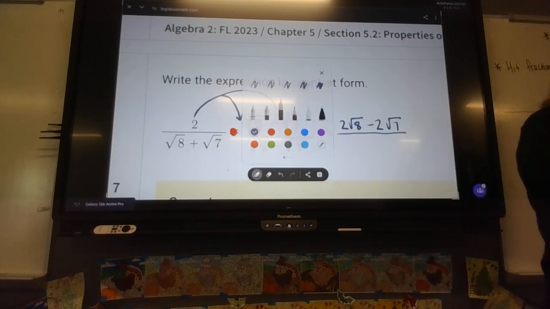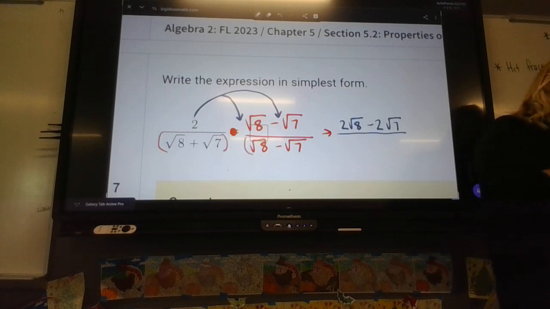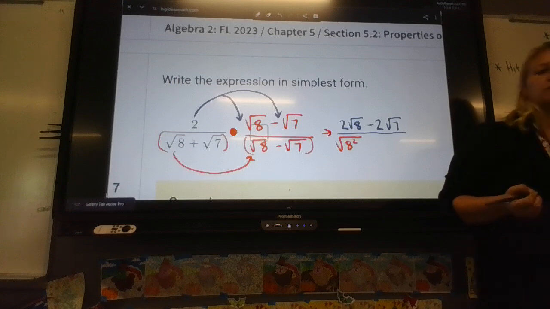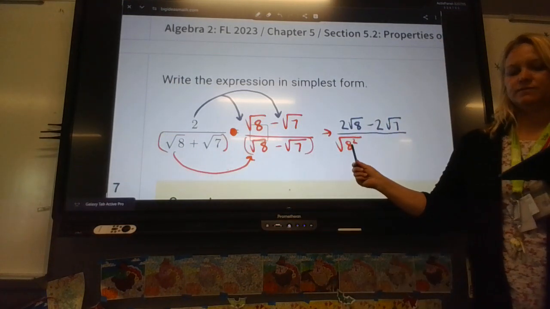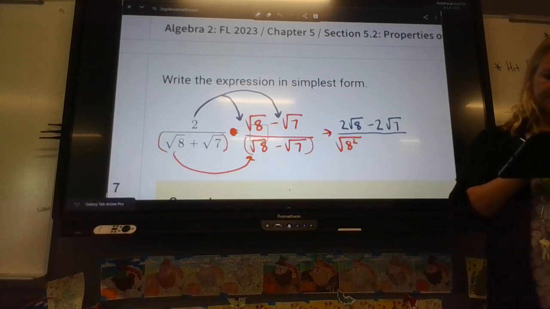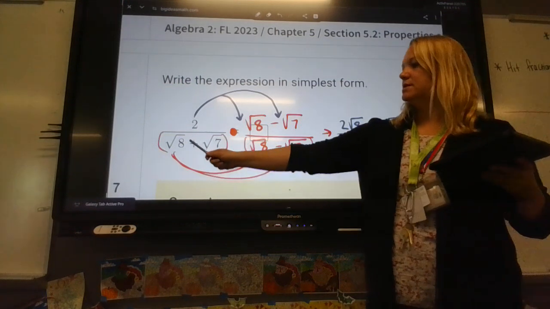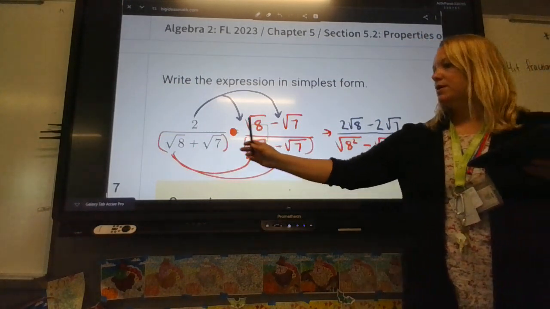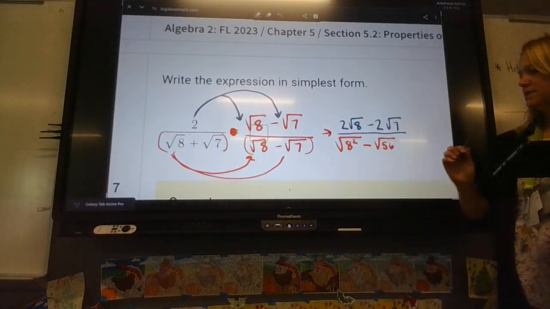And then in the denominator, we have to do double distribution, multiply the first terms, and that would be the square root of 8 squared. 8 times 8, 8 squared, minus the square root of 56. These are both square roots, so they can get multiplied. 8 times 7 is 56.